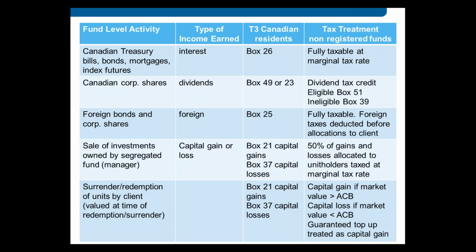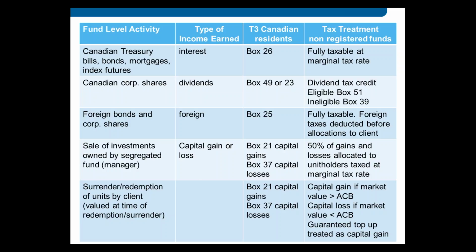When the client surrenders or redeems units, there's a valuation calculation done at the time of redemption or surrender. Again, if it results in a capital gain, that would happen if a market value is greater than the adjusted cost base of the policy. It could trigger a capital loss if the market value is less than the adjusted cost base of the policy.